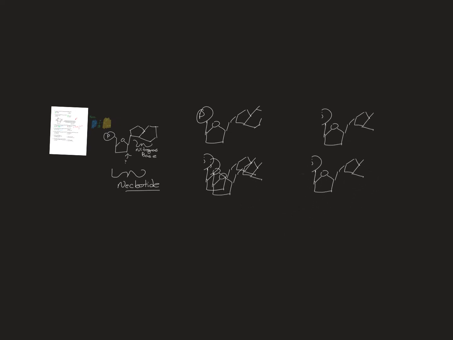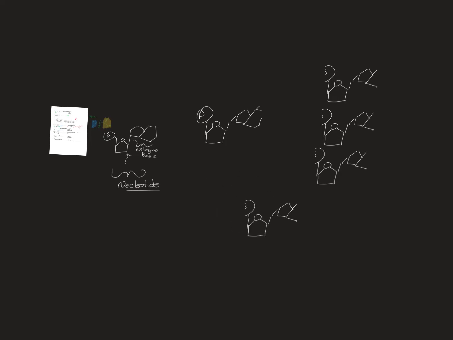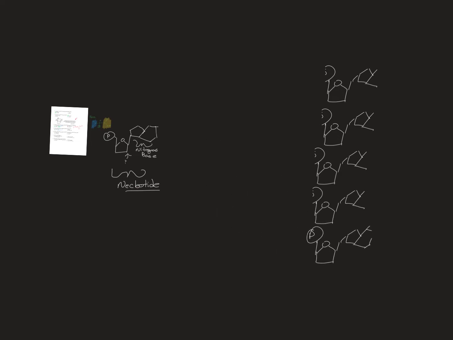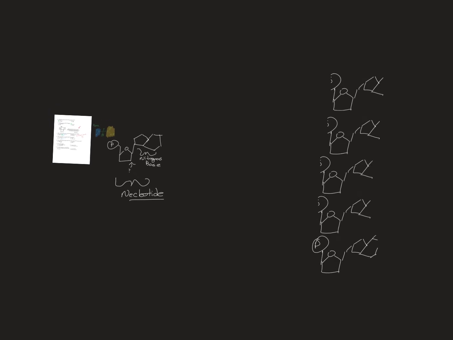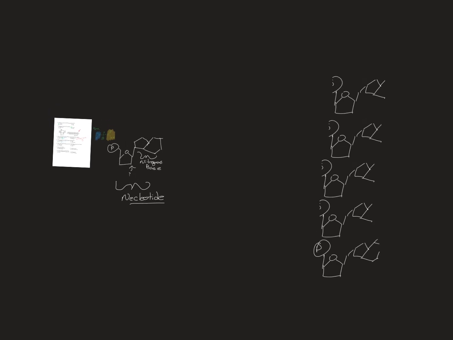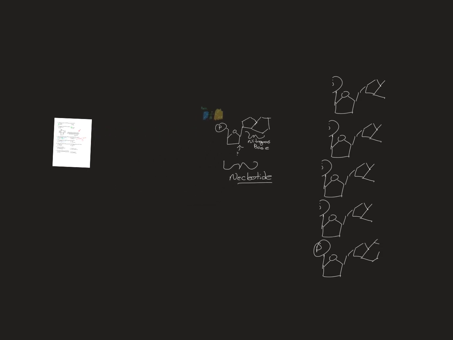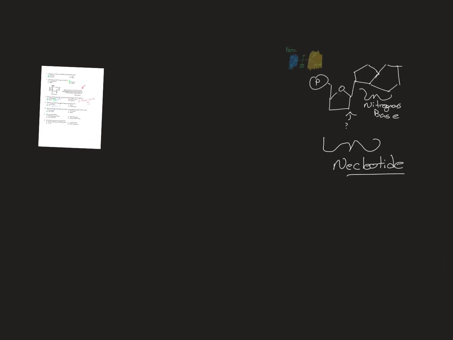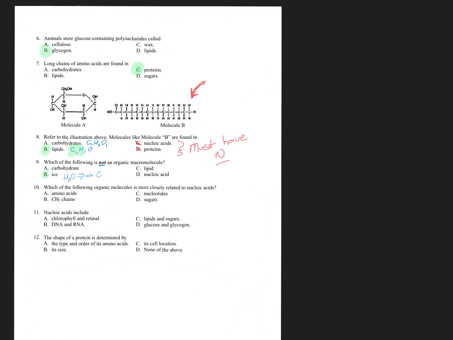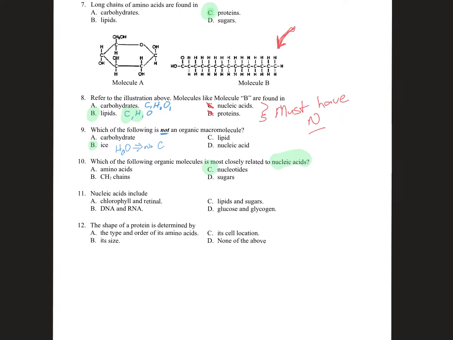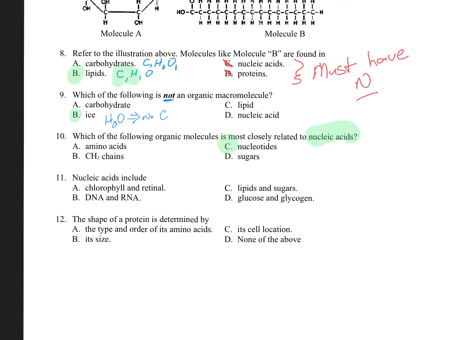So I said we can connect them all together, 3' to 5', and make a chain, and that would be a nucleic acid. Any individual one would be called a nucleotide. All right? So which one of these is most closely related to nucleic acid? DNA. It's DNA, RNA, it's a nucleotide. So the nucleotide is the monomer for the polymer called nucleic acid.